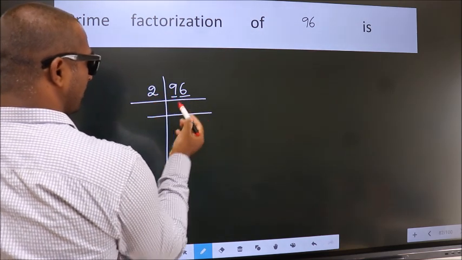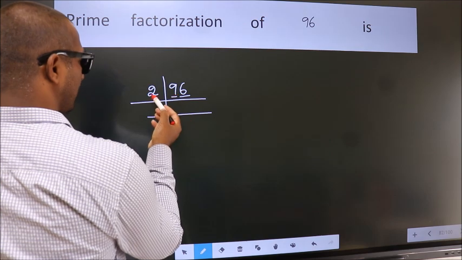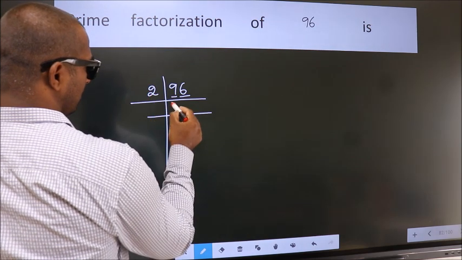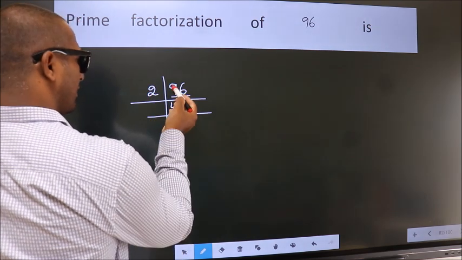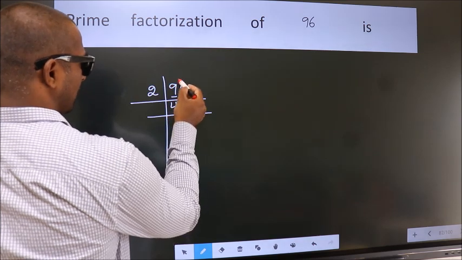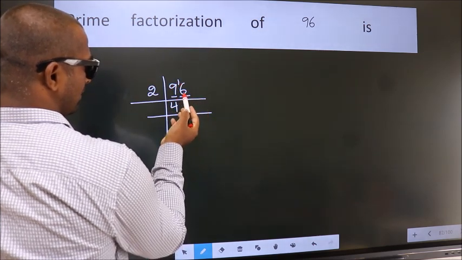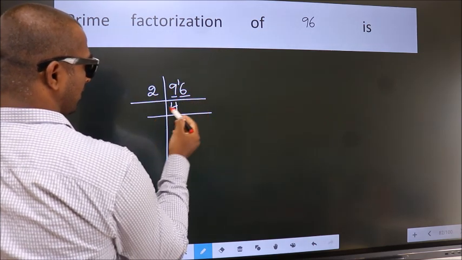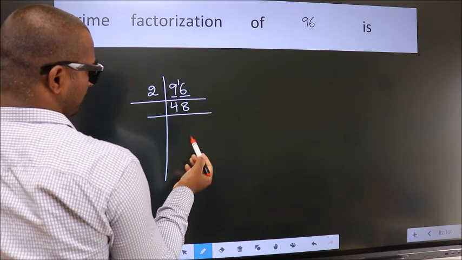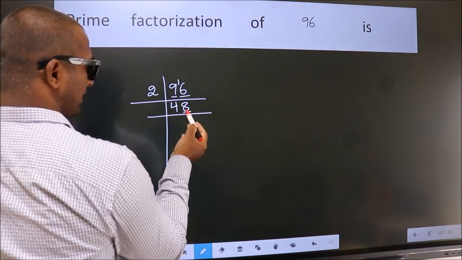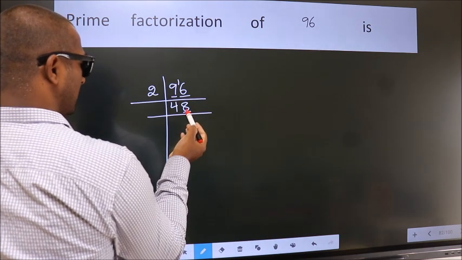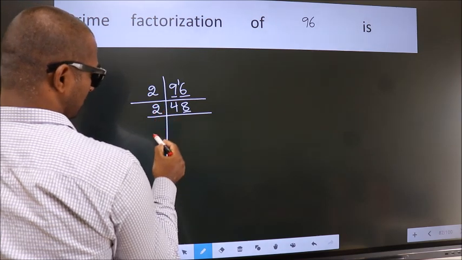First number 9. A number close to 9 in the 2 table is 2 fours 8. 9 minus 8, 1, 1 carried forward, 16. When do we get 16 in the 2 table? 2 8s 16. Last digit 8, which is an even number, so take 2.